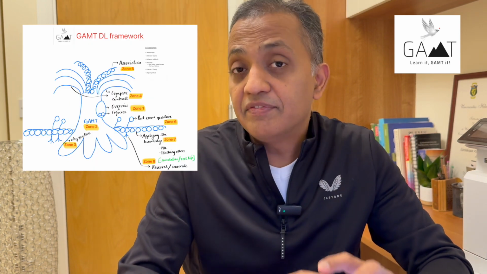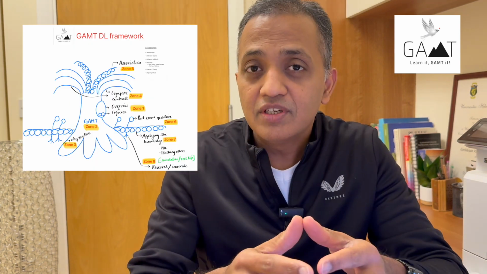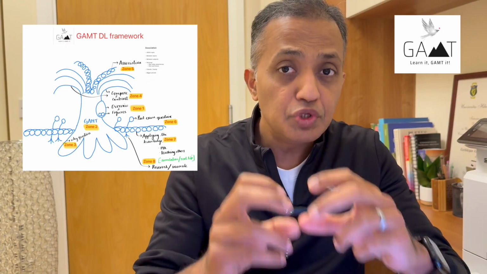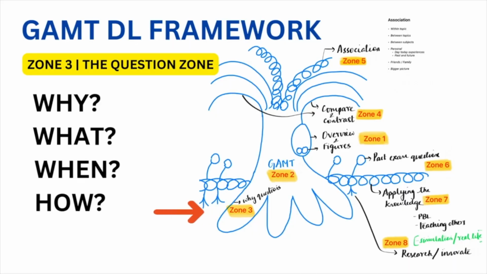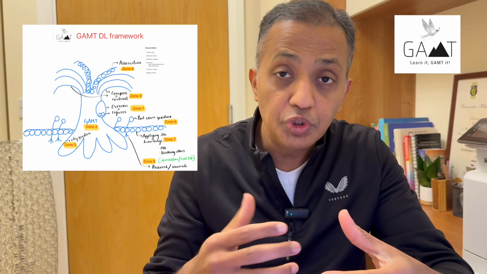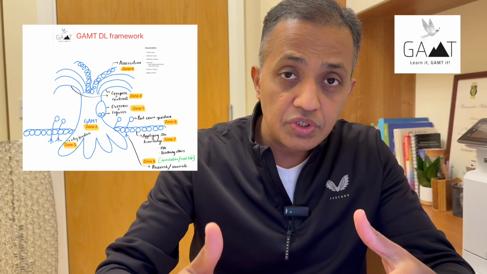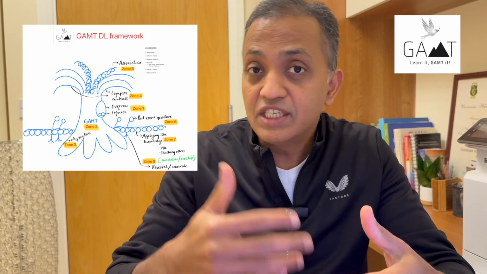when you're learning any topic. Now, this has been integrated into Zone 3 in the GAMT DL framework. My aim here is to keep things very simple. So when you're in Zone 3, ask a lot of why, what, when, and how questions. It's important that you generate the questions. You can use ChatGPT to get the answers, but you should generate the questions. Don't use these questions to just get to the surface level of the topic. Dig deeper into the topic.